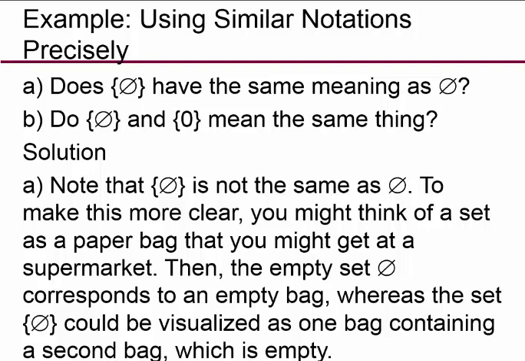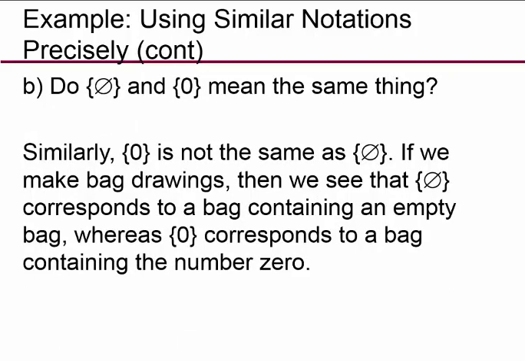To make this more clear, you might think of a set as a paper bag that you may get at a supermarket. Then the empty set corresponds to an empty bag, whereas the set that contains the empty set could be visualized as one bag containing a second bag, and that bag being empty. And then for B, the set that contains zero is not the same as the set that contains the empty set. If we make the bag drawings, then we see that the set that contains the empty set corresponds to a bag containing an empty bag, whereas the set that contains zero corresponds to a bag containing the number 0.